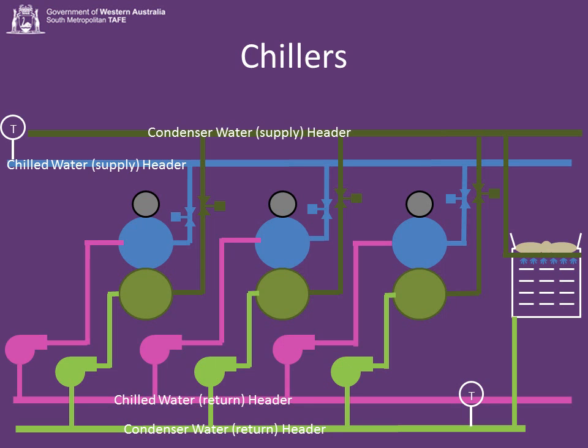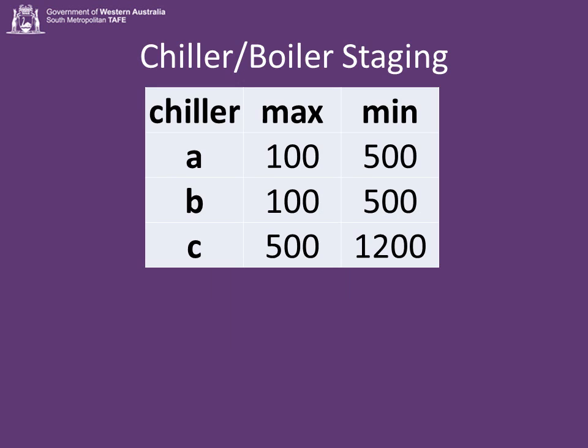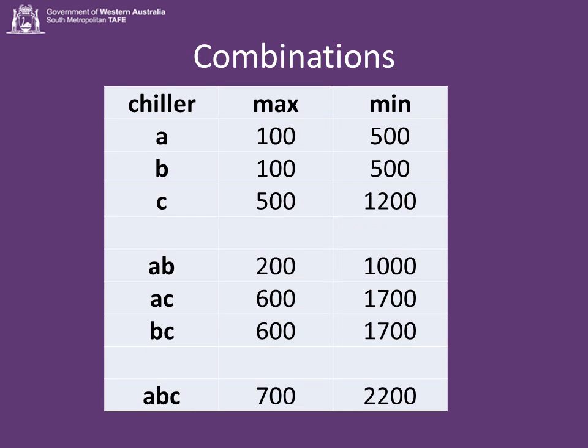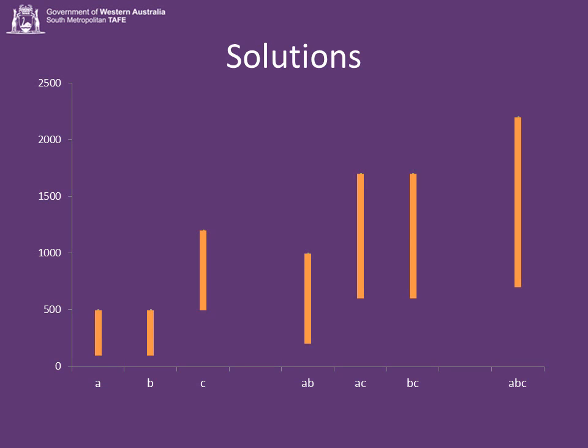Here's the complete system with chilled and condenser water. In my example, 2 of the chillers, chillers A and B, have the same capacity in kilowatts, and the third chiller, chiller C, is larger. Staging means running the correct combination of chillers in order to maintain chilled water supply temperature. First thing I do is calculate the maximum and minimum capacities of every combination of chillers. Then I graph the values for the combinations.